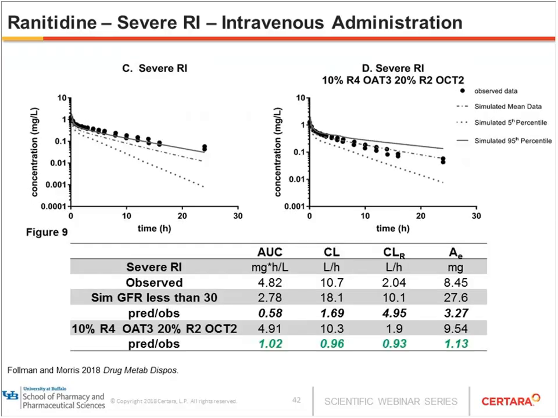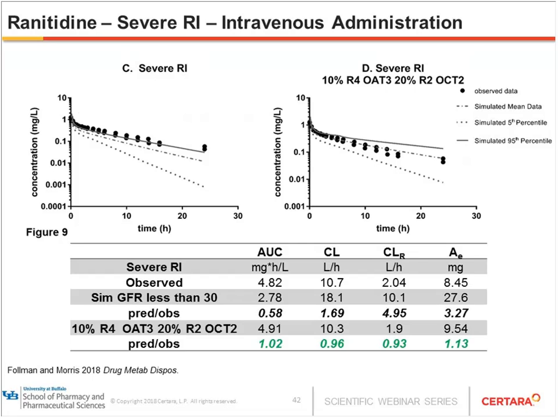However, when we move to severe renal impairment for ranitidine, you can see that the base simulation is really under-predicting the observed concentrations for ranitidine. But with our modified simulation, we see that we are actually capturing the data. There was quite a few modifications for this most improved simulation. There was a reduction in the expression and activity for OCT3 and OCT2.